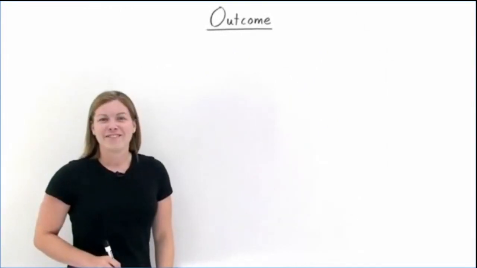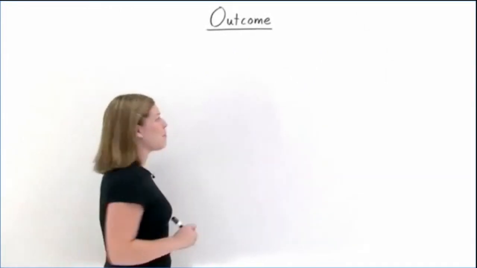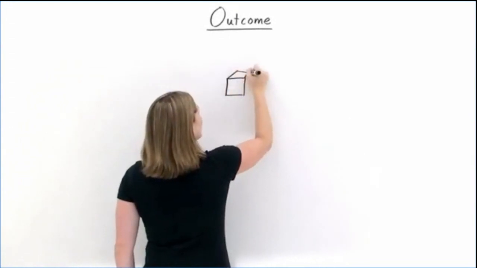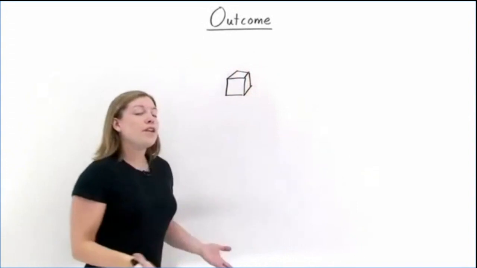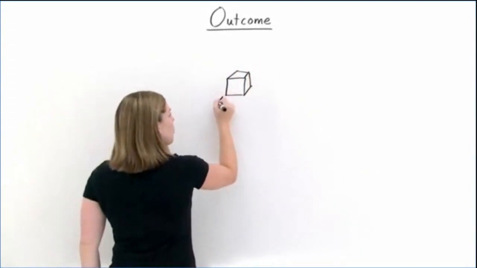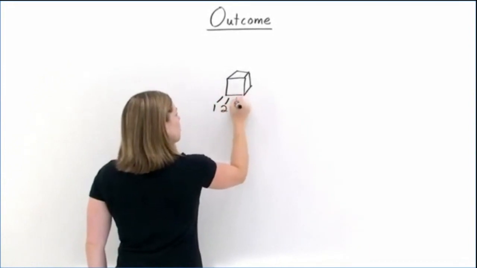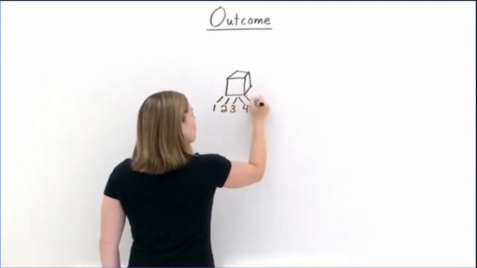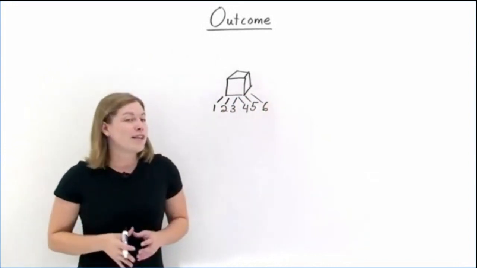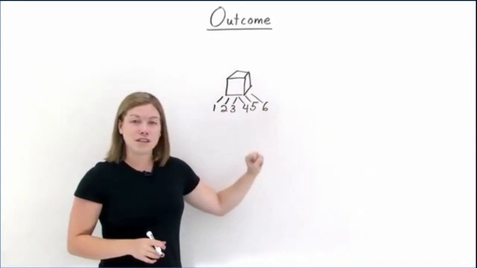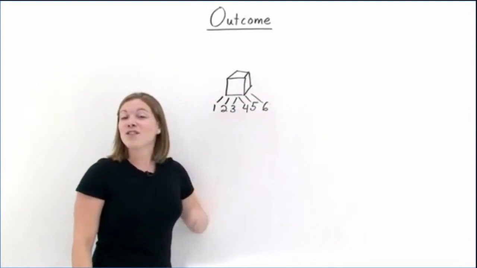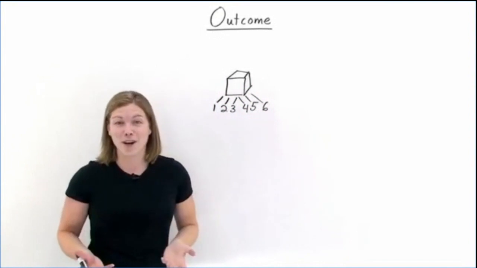What is an outcome? To figure out what an outcome is, let's start by looking at an example. Let's say we take a 6-sided die and we roll it. What are the different possibilities that we could roll? Well, we could roll a 1, a 2, a 3, a 4, a 5, or a 6. So we could roll any one of these 6 numbers. Each of these is a possible result. Each of these possible results is called an outcome.